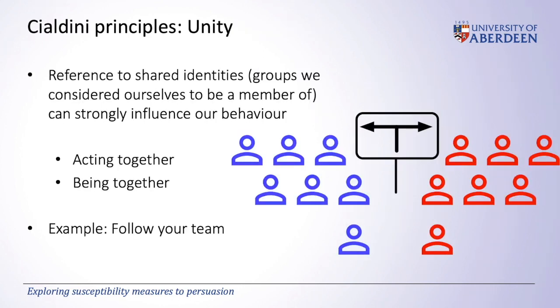Finally, the most recently defined principle, unity, refers to how our behaviour can be influenced by reference to shared identities or groups we consider ourselves to be a member of. Cialdini refers to the concepts of acting together and being together and how these can be leveraged to influence our behaviour. So in this example, let's assume we want to encourage either an individual within the blue or red group to move in a certain direction. Assuming they are susceptible to unity and consider themselves a member of either group, we can achieve our goal by stating the direction where other members of the same group are heading towards.